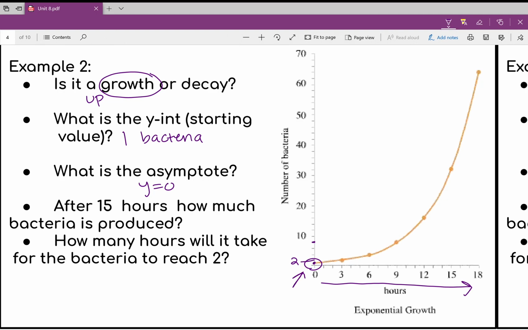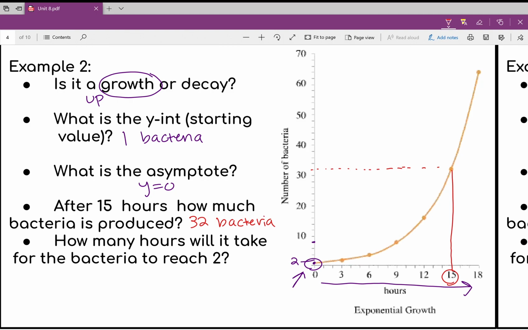It says, after 15 hours, how much bacteria is produced? So we need to find 15 hours right here on our graph, and we need to match it up with that orange line to see how much bacteria has grown. So if we draw it all the way up here, looks like it connects to that dot there, and that dot looks like it is, remember, we're just estimating here. So it looks about 32. So it increased to 32 bacteria. 32 bacteria after 15 hours.